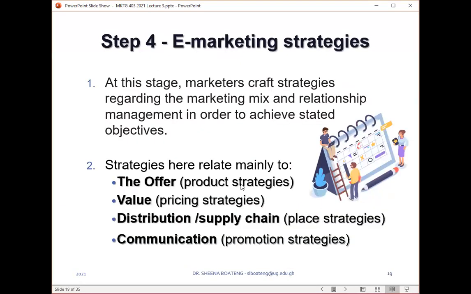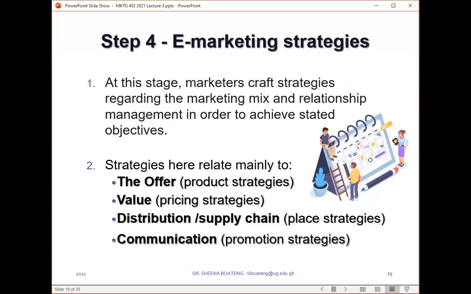So once you set your objectives, you now have to think about the strategies that you are going to put in place to achieve these objectives, right? So here, marketers usually craft strategies regarding the marketing mix and relationship management, because you have to make sure that whatever you are doing is meeting customer expectation, right?